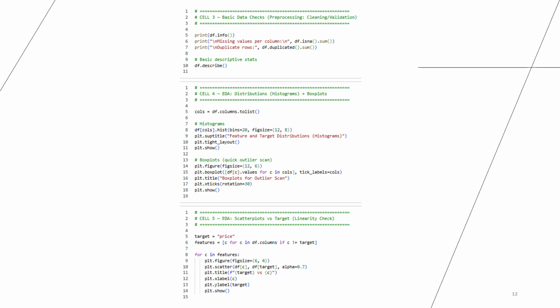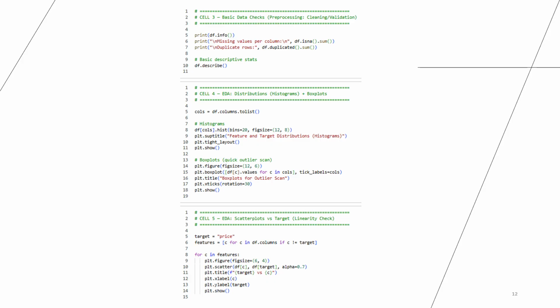This helps confirm that the dataset was read correctly and allows us to quickly identify any columns that may contain missing data. Next, we explicitly count the number of missing values in each column using df.isna().sum().